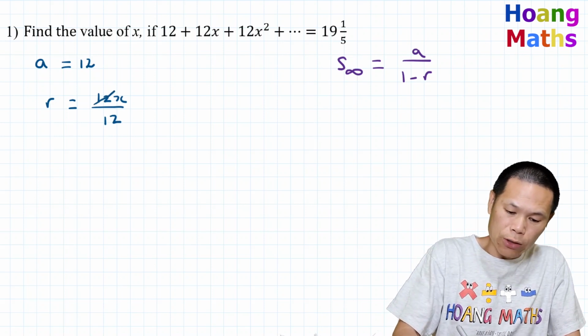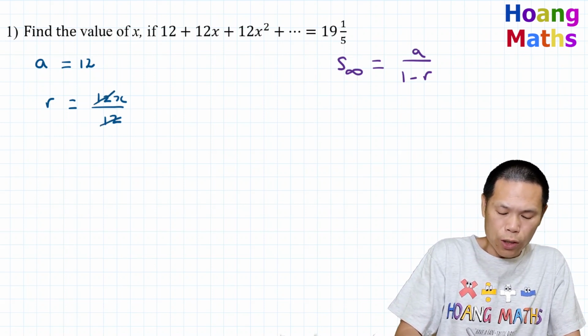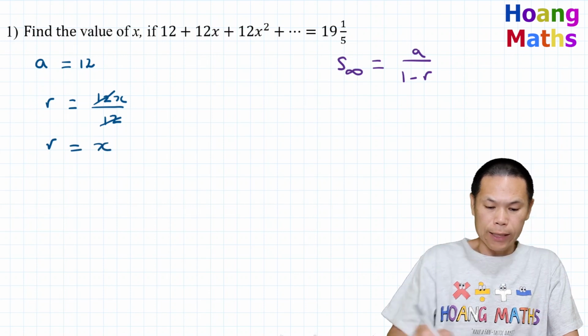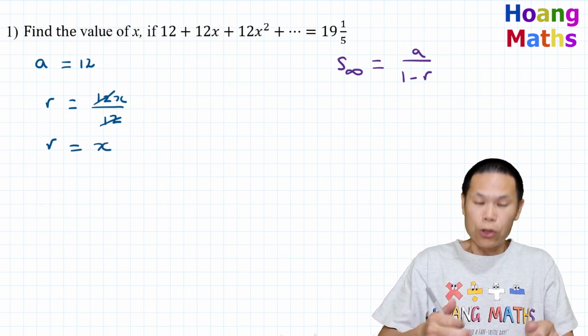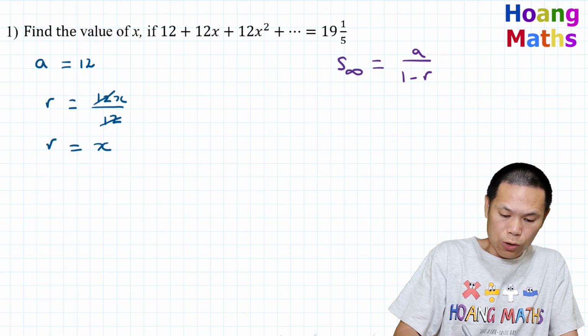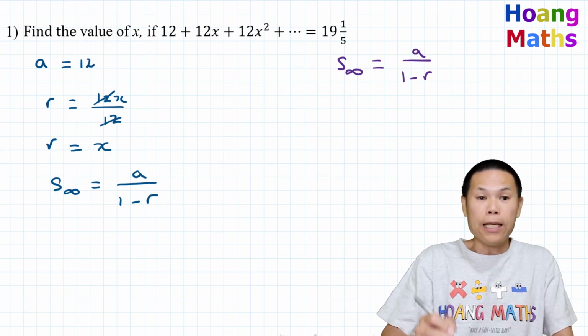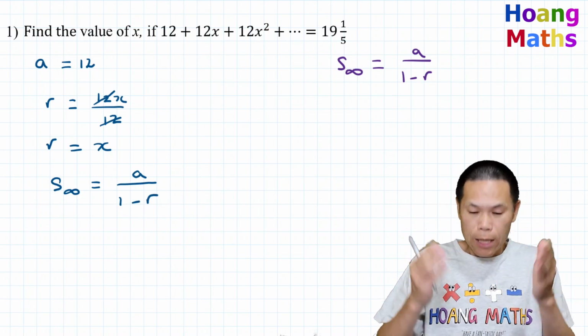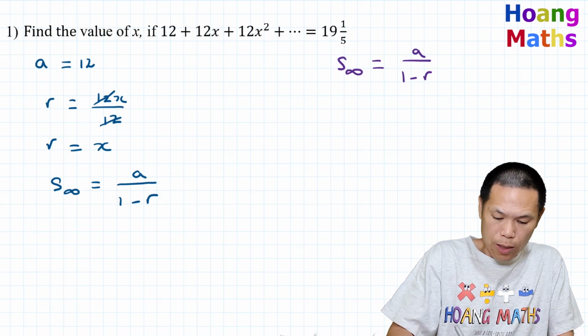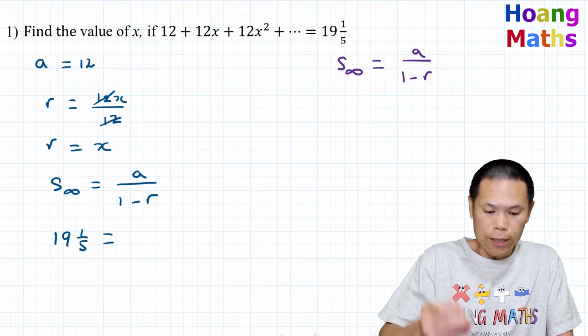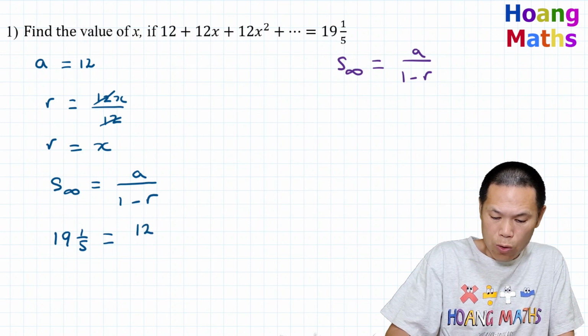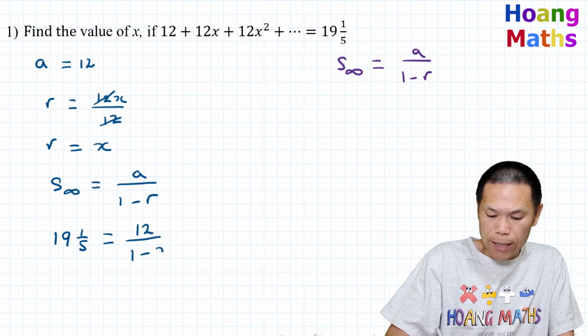Then we cancel this out. So the common ratio is x. So there you go. Now we just use the formula. S of infinity is equal to a over 1 minus r. And we know that the limiting sum is 19 and 1/5. So 19 and 1/5 is equal to a, which is 12, over 1 minus x.